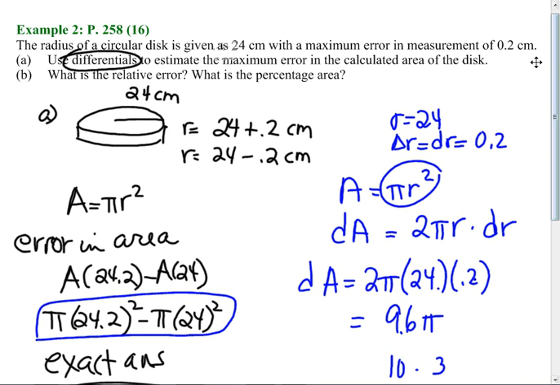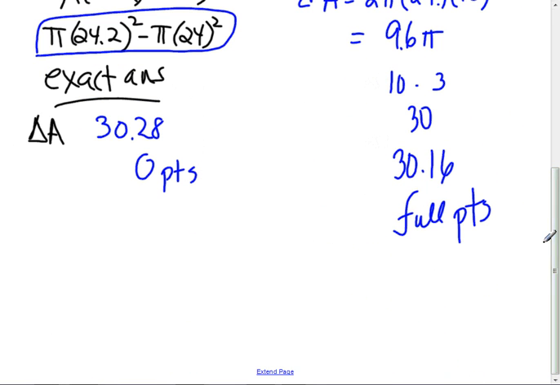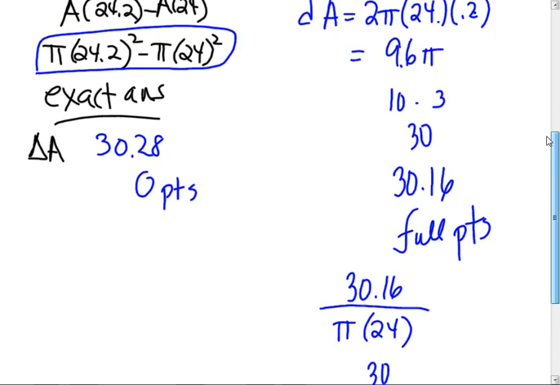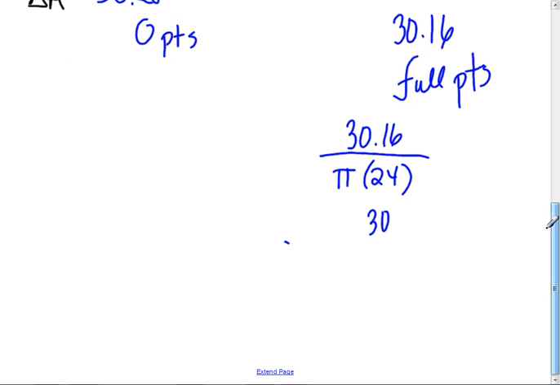Now, it says, what's the relative error? So what do I have? That's the error, right? 30.16 divided by the actual area, which was pi r squared, pi times 24 squared. Let's leave it. That's centimeters squared, this is centimeters squared, and this will be 576 pi.